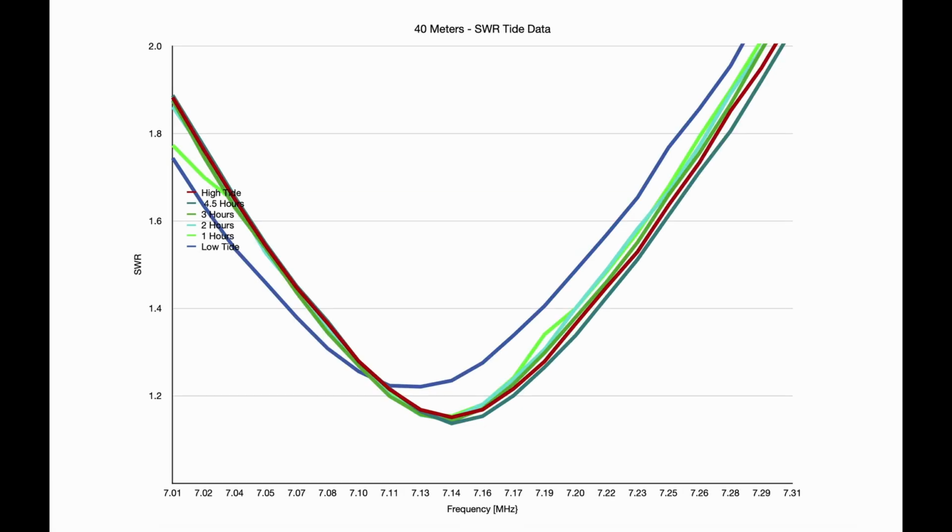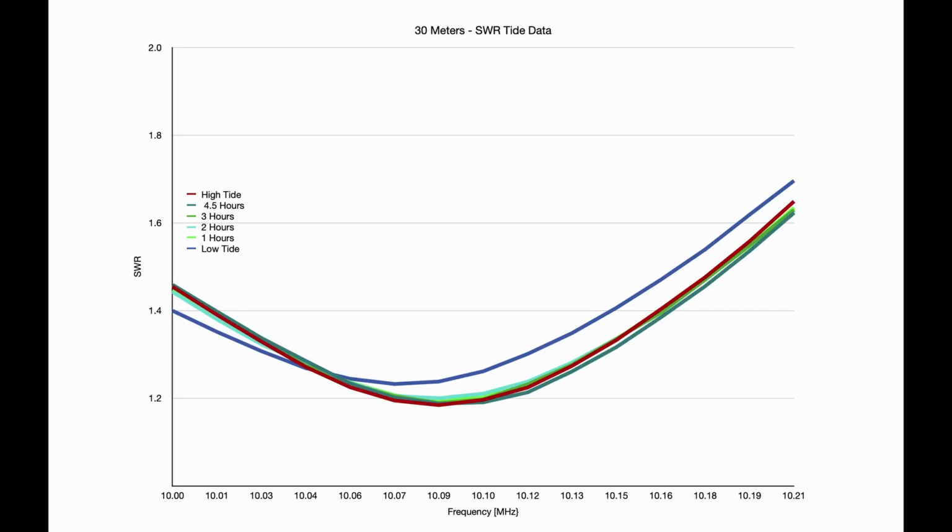Going to the 40 meter band, now we have a little bit of variation. It's pretty clustered until we get to the low tide. The low tide has a lower frequency in terms of the minimum, and also the minimum is a little higher, but not by a lot. It's like 1 to 1.15 to about 1 to 1.22 or so.